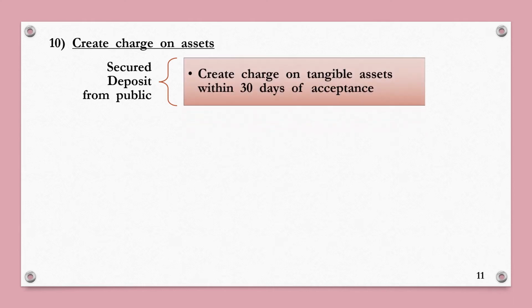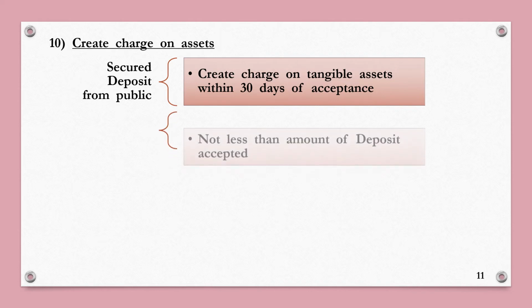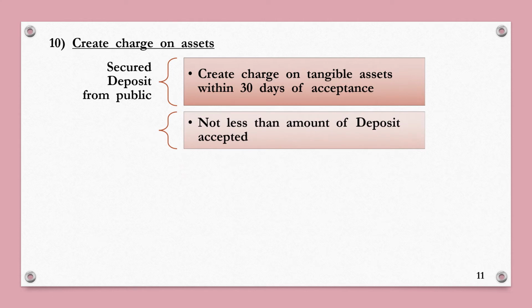The next condition speaks about creation of charge on assets of company. If a company accepts secured deposits from the public, then in that case it needs to create charge on tangible assets of company, and that too within a period of 30 days from the acceptance of such deposits. Further, the amount for which charge is created should not be less than the amount of deposit which is accepted.